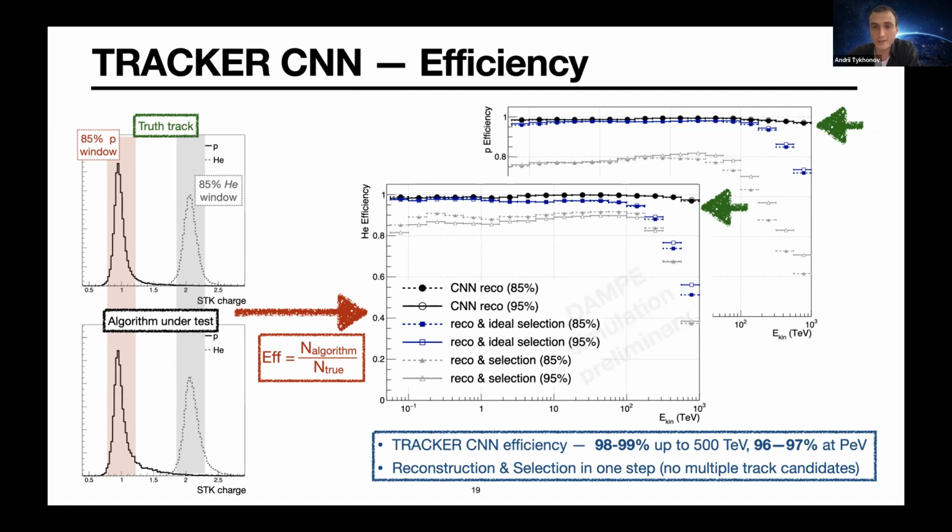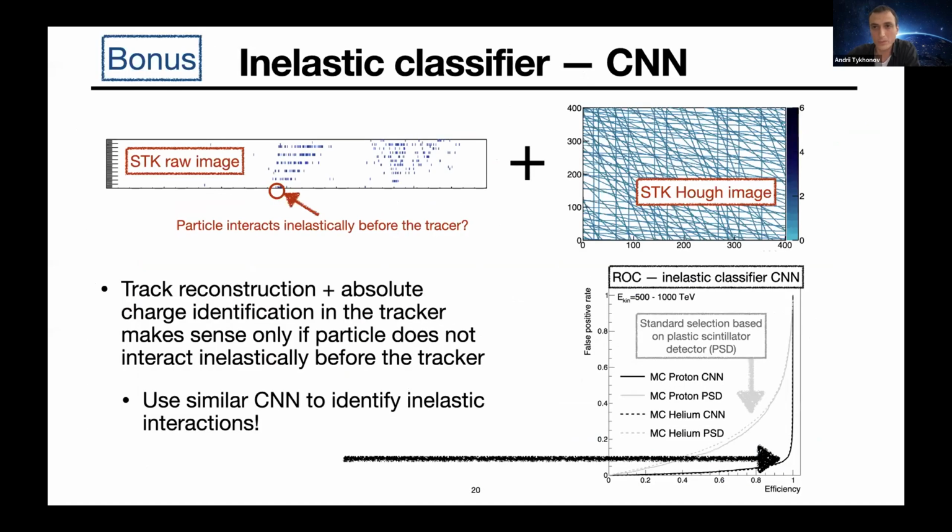While for the CNN, or for this black graph, we don't even need selection. We have only one track, which has a very high efficiency. So the efficiency is at the 98–99% level, and it drops slightly to 96–97%. And we believe this can be recovered by increasing the statistics of Monte Carlo at the highest energies in the training.